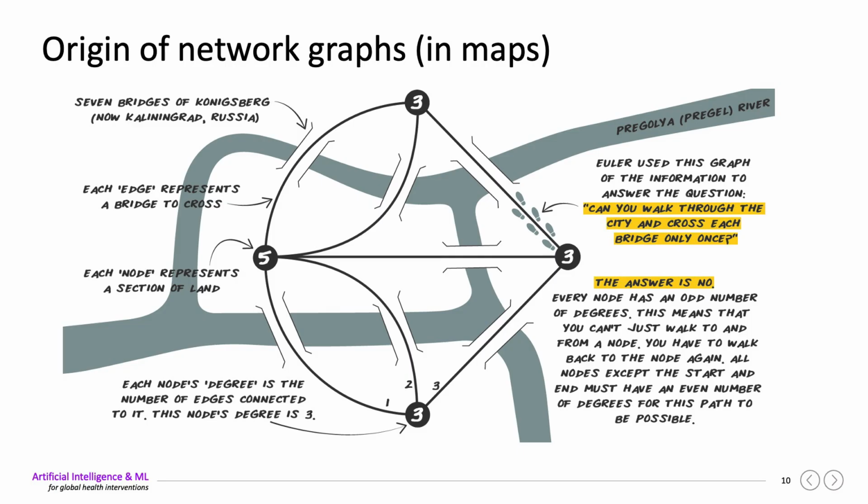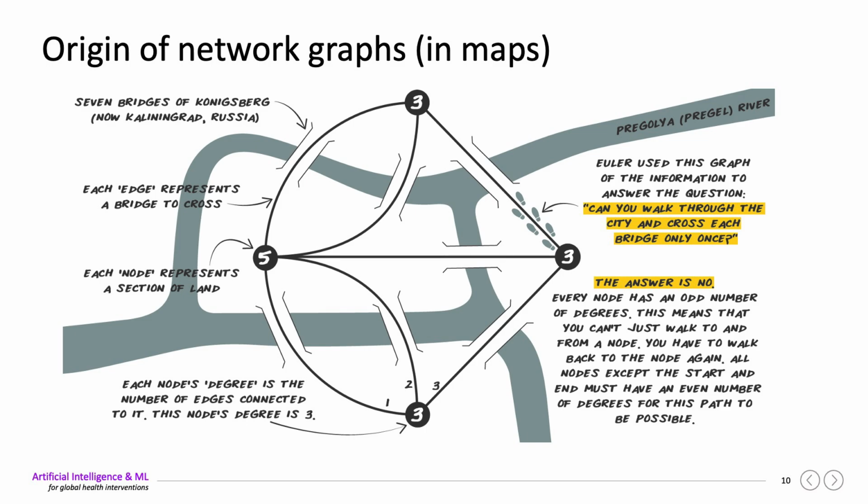This hand-drawn figure shows the 7 bridges of Königsberg, now Kaliningrad, Russia, over the Pregolya or Pregol River. Each node represents a section of land, and each edge represents a bridge to cross. Each node's degree is the number of edges connected to it. The annotations label degrees of 5, 3, 3, and 3.